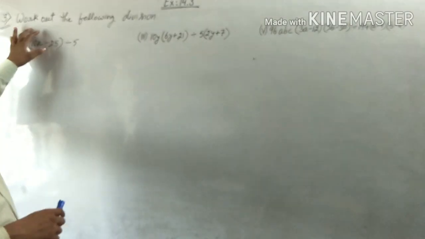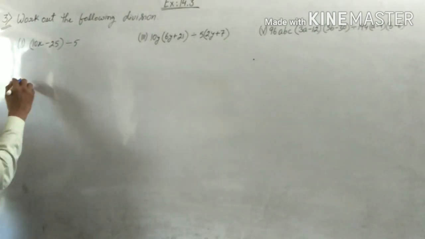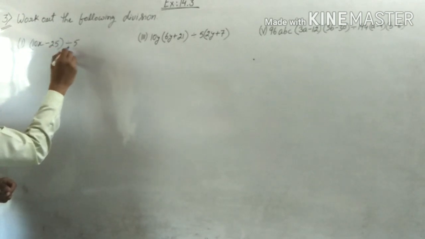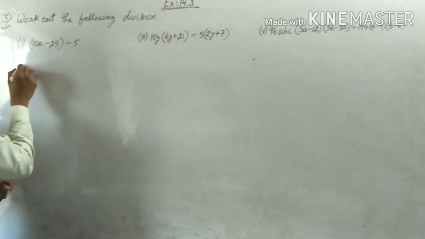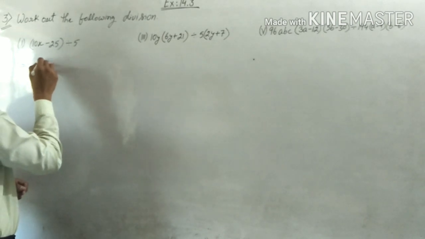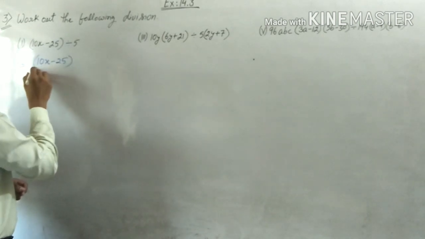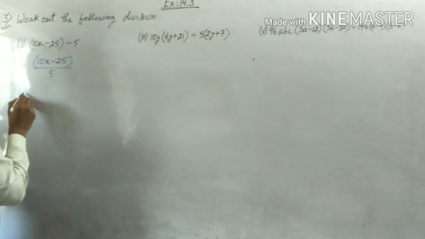Question number 3. Work out the following divisions. Question number 1, in which we have 10x minus 25 divided by 5. So let's first of all write it in the numerator and the denominator format. That is 10x minus 25 divided by 5.